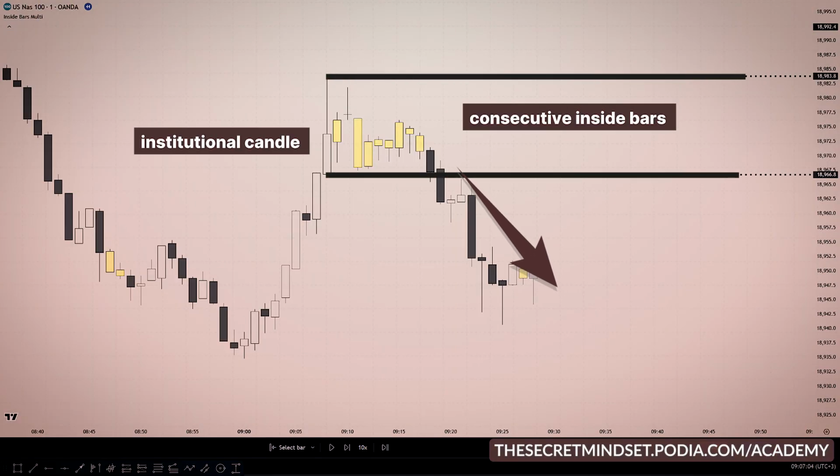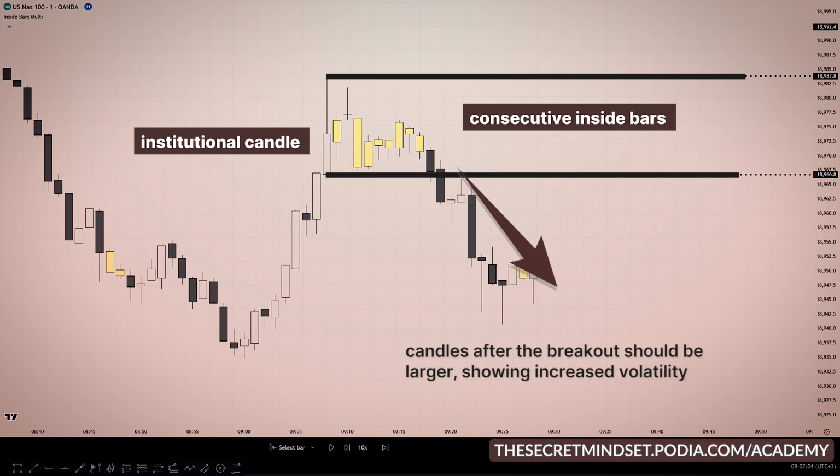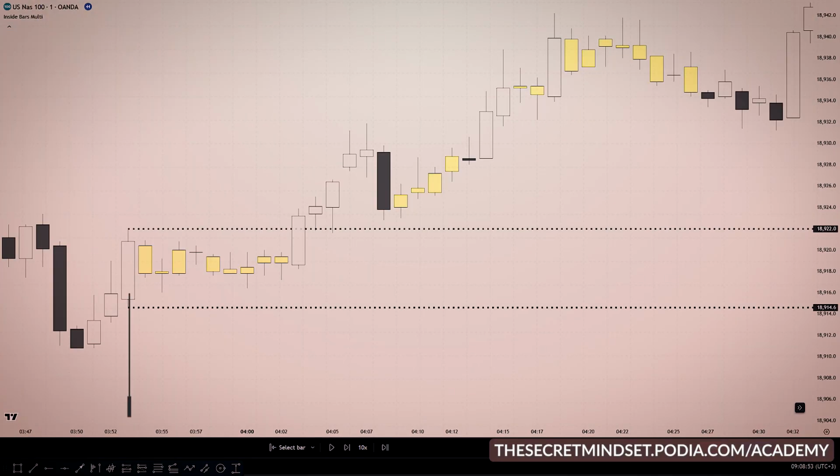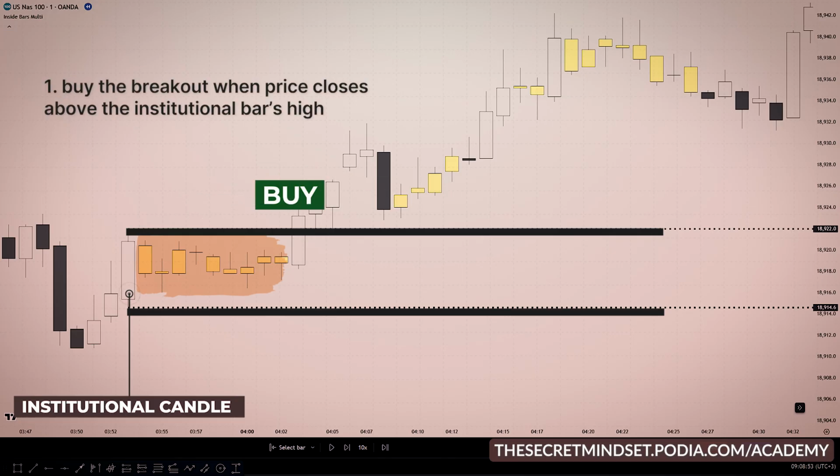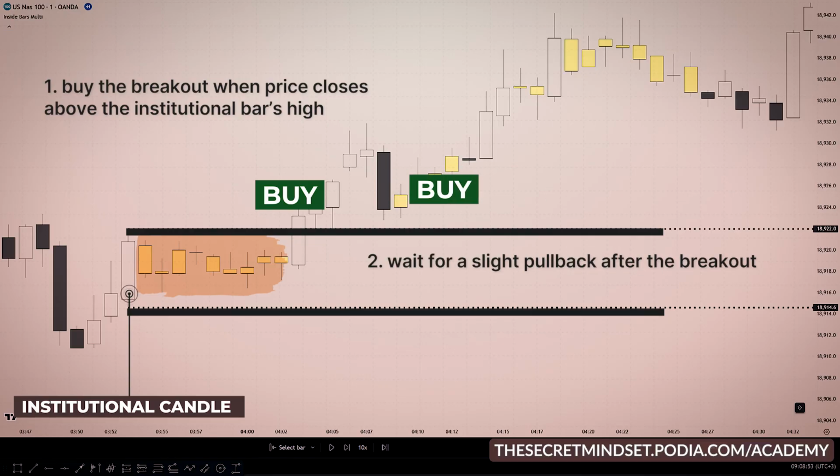The built-up tension is released and the price moves quickly. Ideally, the candles after the breakout are larger, showing increased volatility. This is the market expanding after the contraction. For us, scalpers, this pattern offers several potential entry points. You could buy the breakout when price closes above the institutional bar's high, or you could wait for a slight pullback after the breakout, which often happens as some traders take quick profits.